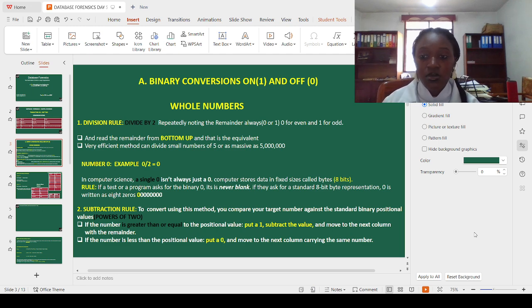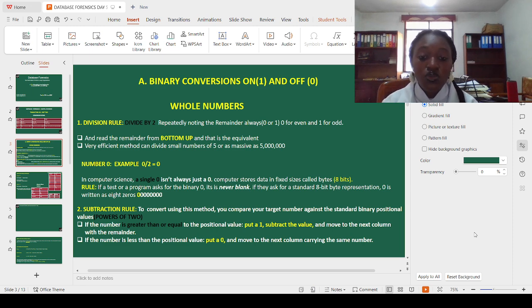Now we are going to be seeing two methods: the division method and the subtraction method. The division method is very efficient in that you can do it at any time and you don't have to master any specific rule. You just keep dividing by 2 until the quotient is 0, keeping the remainder each time. Even if the number is massive, like 5 million, you can keep dividing and dividing. Then you pick the values bottom up.